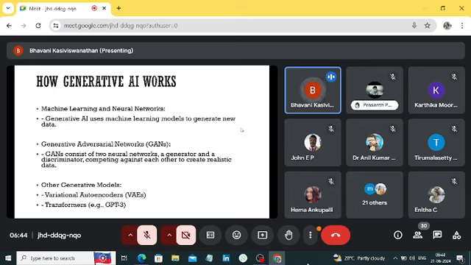Would someone like to volunteer to say the meaning of discrimination? What is discrimination? Somebody like to say?